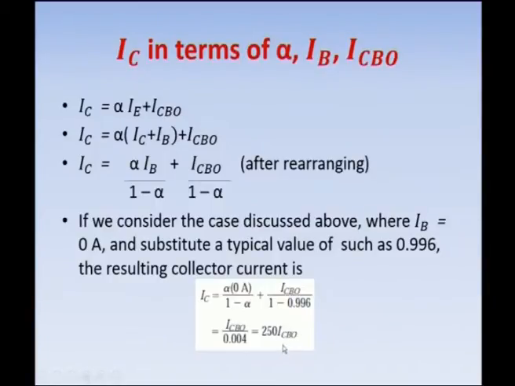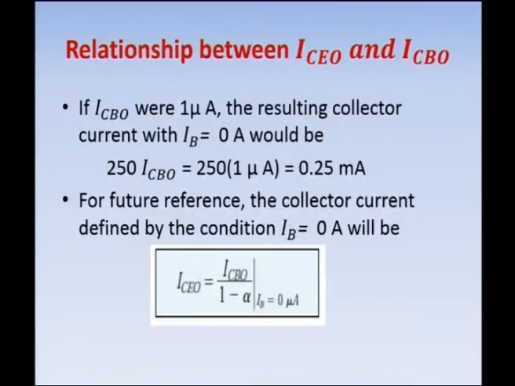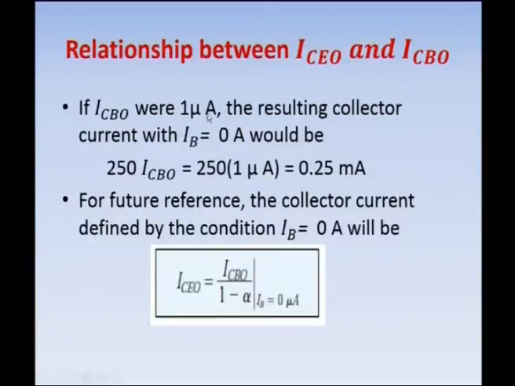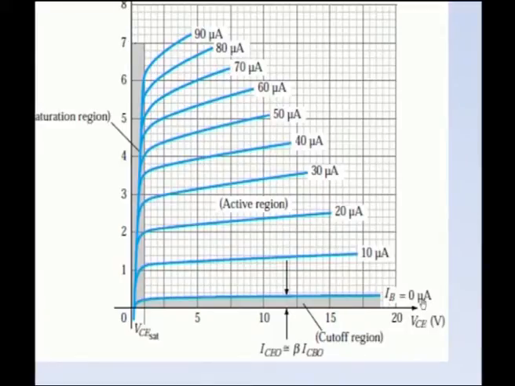ICBO is the reverse saturation current, that is leakage current, or you can say it is a minority carrier current flowing during the reverse biased condition. So, the relation is IC is equal to 250 ICBO, and if ICBO is 1 microamp, we know that it is the current due to the minority carriers, so it is microamps only. If you substitute it in the IC equation, IC is equal to 250 ICBO, you will get 0.25 milliamps. This is the current flow present in the output characteristics here. When IB equals 0 microamps, there is a flow of current at its output.